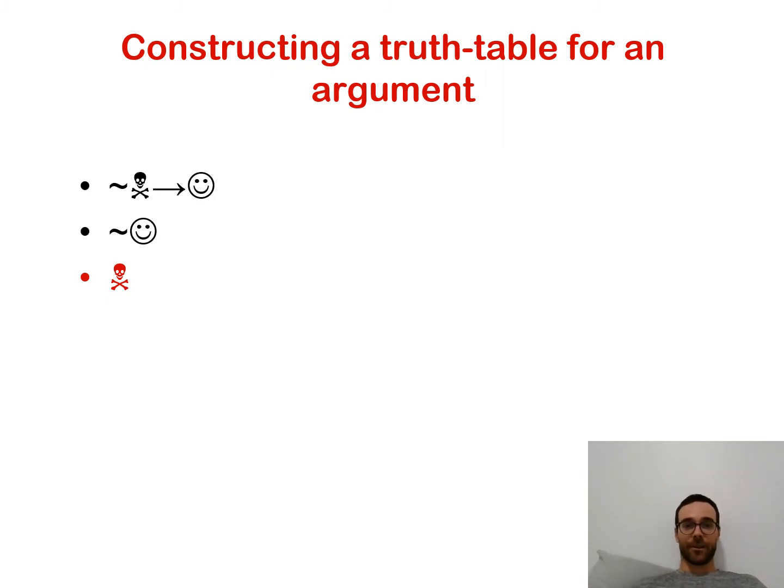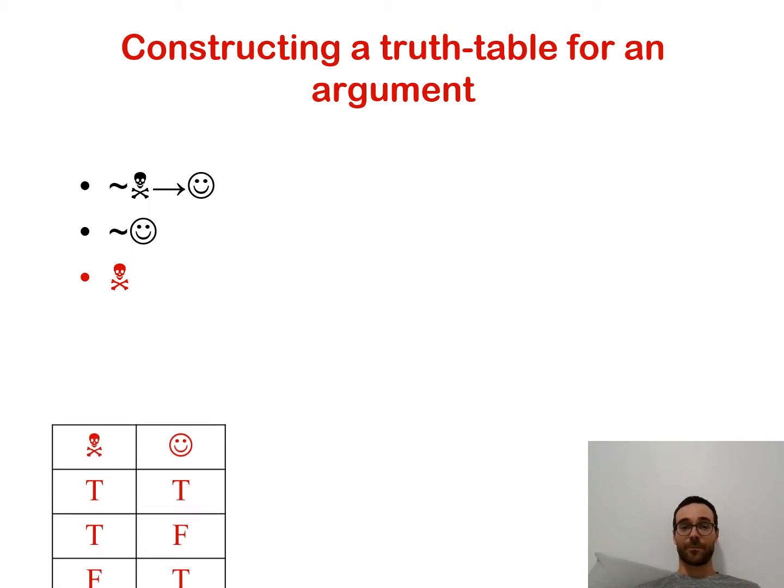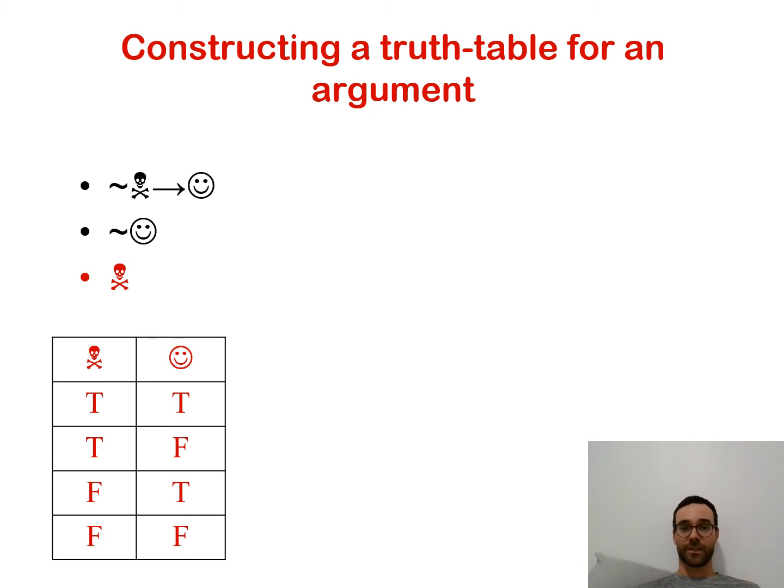So if this is the argument: negation skull and crossbones, if negation skull and crossbones, then smiley face, negation smiley face, therefore skull and crossbones. We can create a truth table by creating reference columns first. We see that there are two pictures represented, which means two simple propositions, which means 4 rows in our truth table. So we have our reference columns.